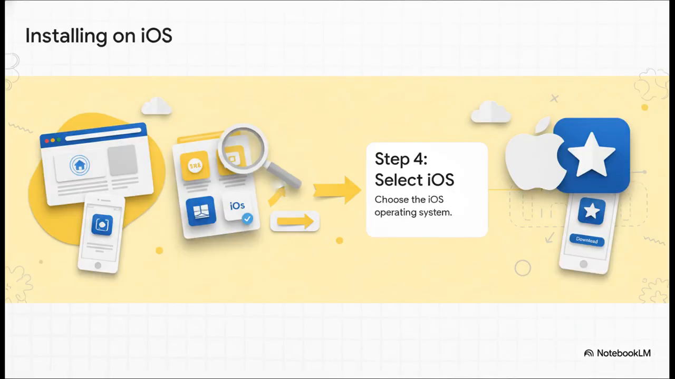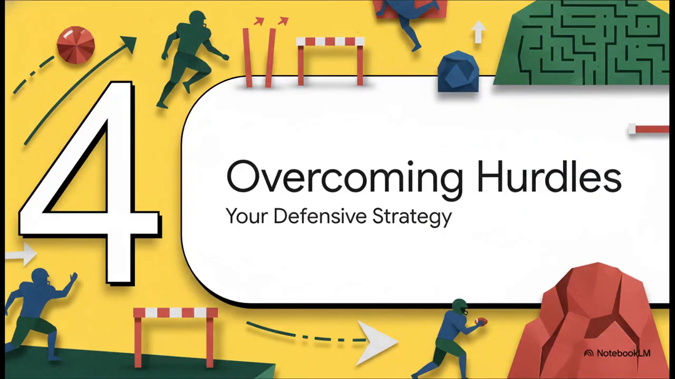For iOS, your game plan starts at the same place, the official website, but you're not downloading a file. Instead, you'll find their mobile app section. Choose iOS, and it'll zip you right over to the official page on the Apple App Store. From there, it's just the standard download and install you're already used to. Easy peasy.